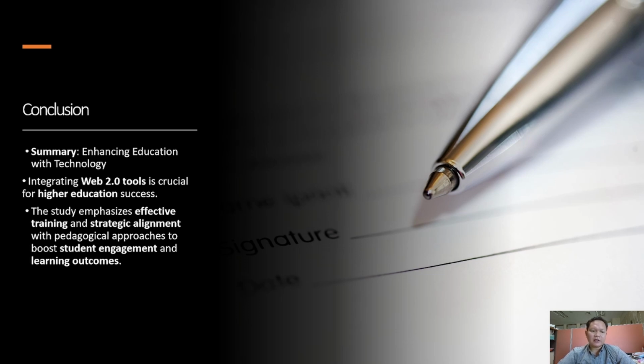Okay. And the last point is that the study emphasized effective training and strategic alignment with the pedagogy approach to boost students' engagement and learning outcomes. The goal is about learning outcome enhancement. Okay, and the methodology is, we're not just looking into functionalities and then teachers can adopt by themselves. No, they need some sort of training. They need some sort of suggestions on applying it at the pedagogy level, because the pedagogy level is much more complex. Just using the tools, you cannot automatically know how to apply the tool into the teaching. That's not easy like that.